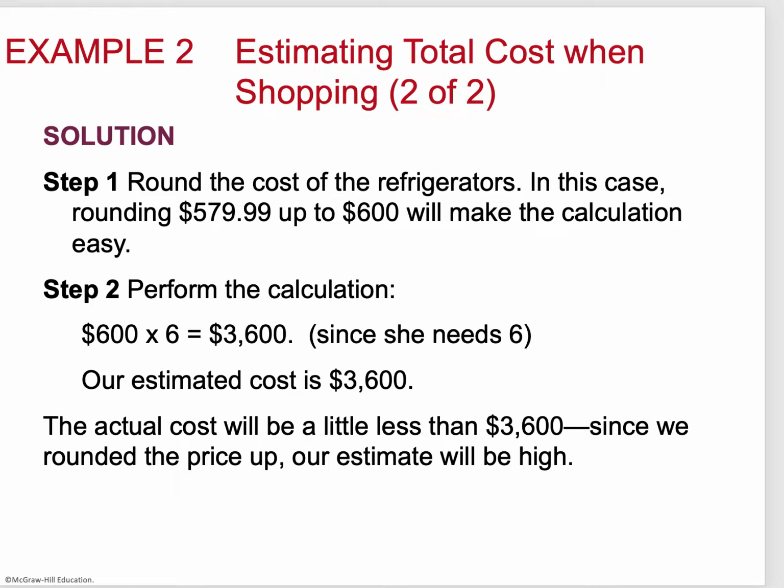600 times 6 is 3,600. So I've done my operation. Now I have an estimate. Since I rounded up, it will be an overestimate. It's that simple. If I rounded down, it would be an underestimate.